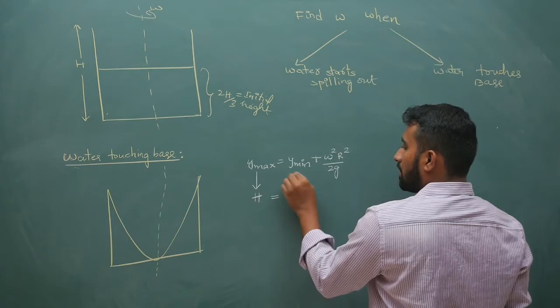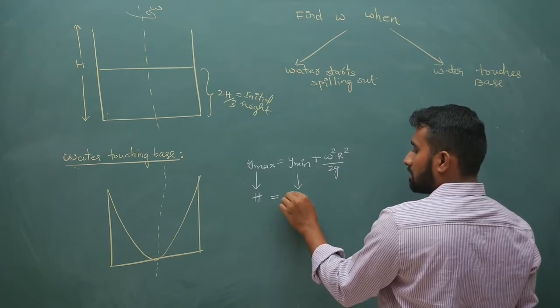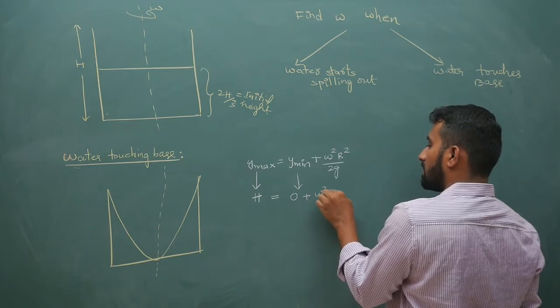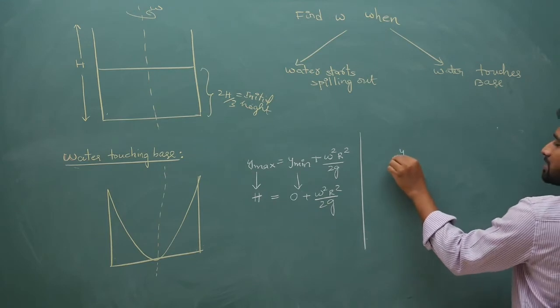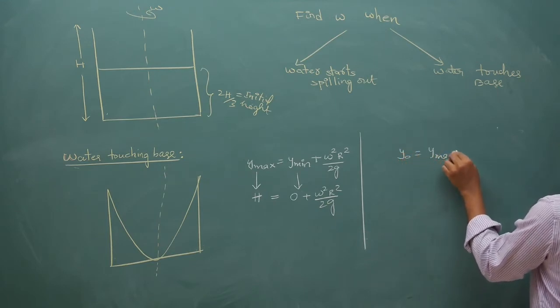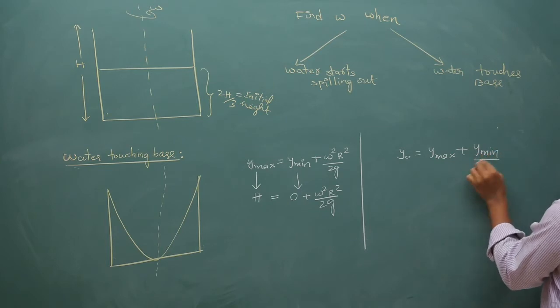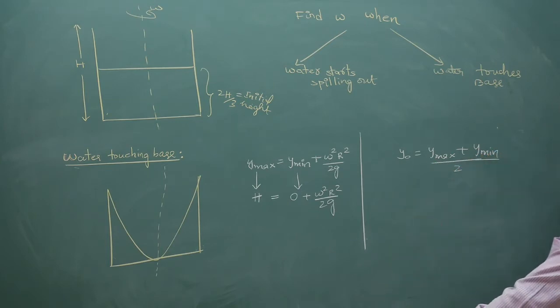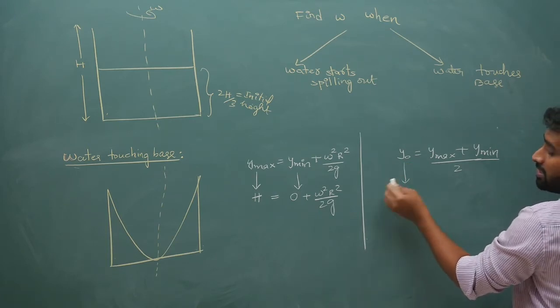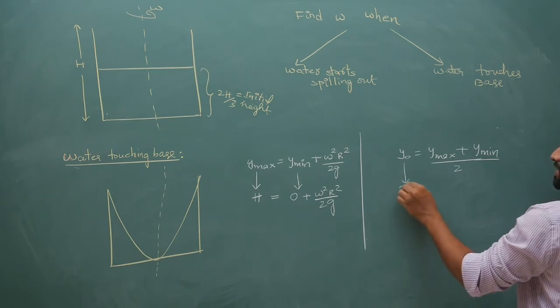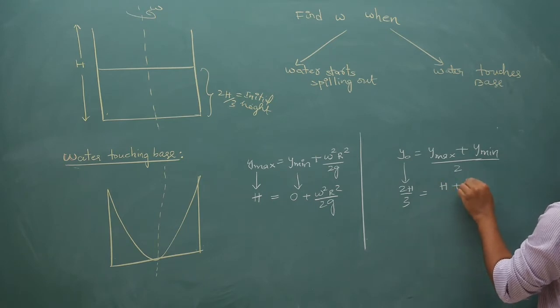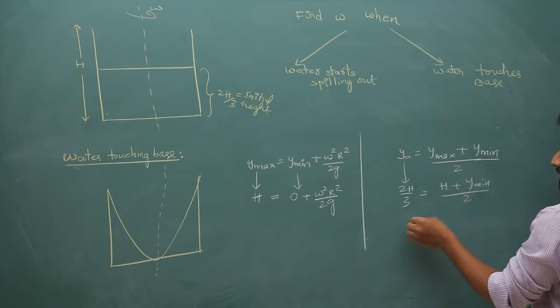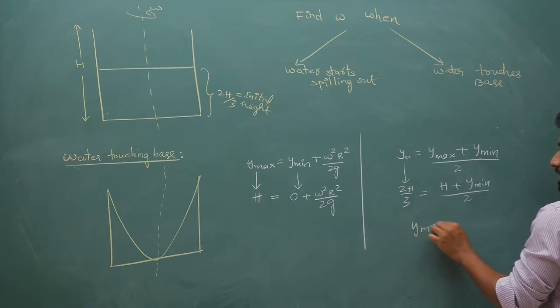So many people, if you are doing Ymax is h plus, Ymin is 0 plus omega square r square by 2g, okay, this is one thing. One more thing is y naught is equal to (Ymax plus Ymin) by 2. Now Ymin, if you substitute 0, y naught, how much are you getting? 2h by 3 here. Ymax capital H plus Ymin by 2. From here Ymin is h by 3.